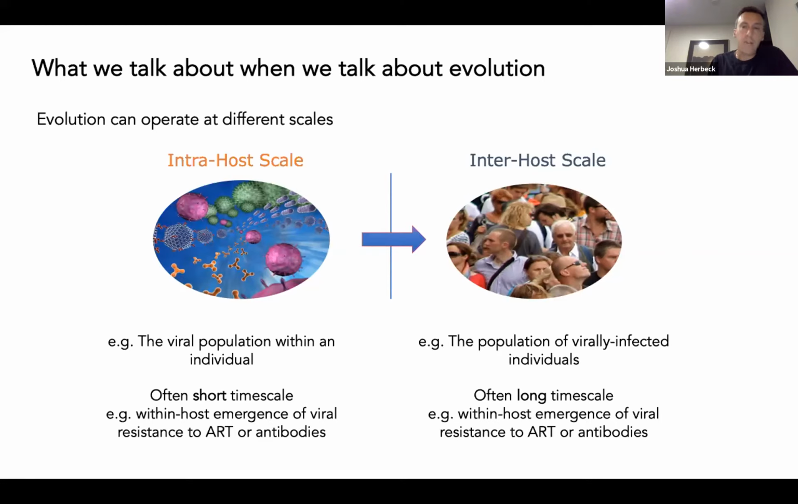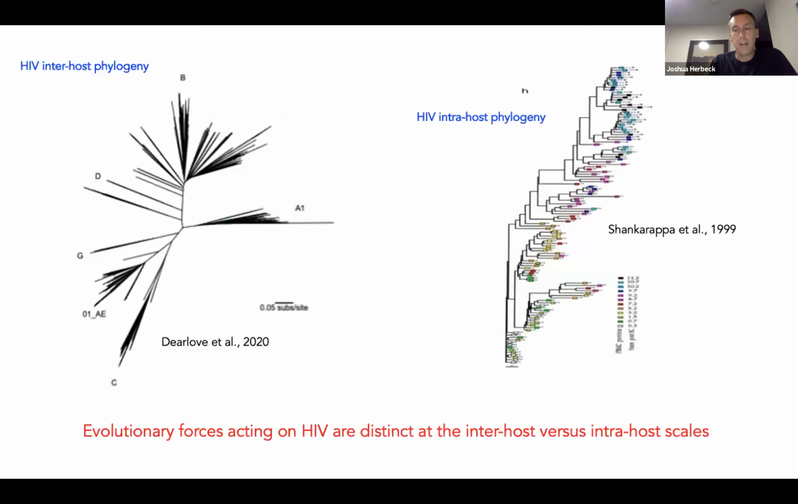So even though HIV only exists within individuals, HIV doesn't exist in the interstitial space between individuals. Even though that's true, because of the process of transmission, there must be a type of evolution that is occurring at the human population level that may be distinct from the type of evolution that's occurring at the intra-host level. Katrina is going to talk about this later.